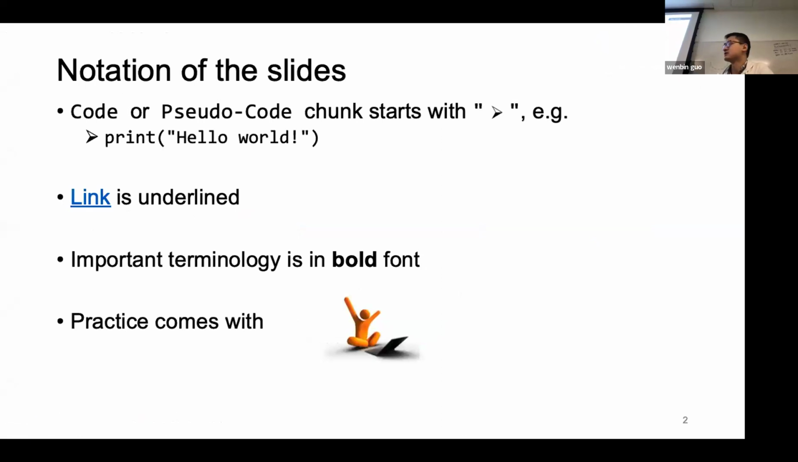Here are some notations about the slides. Some code and pseudocode starts with this little arrow, and the link is underlined. Important terminology is in bold font. In these workshop slides, you will see this little yellow man many times. This means at that time we will go to the R Markdown file to practice some of the usage of our ggplot functions.